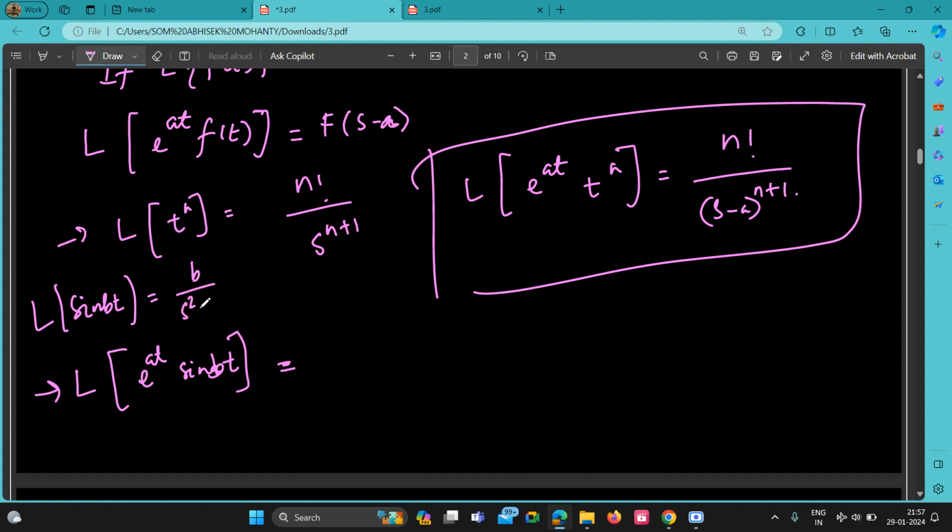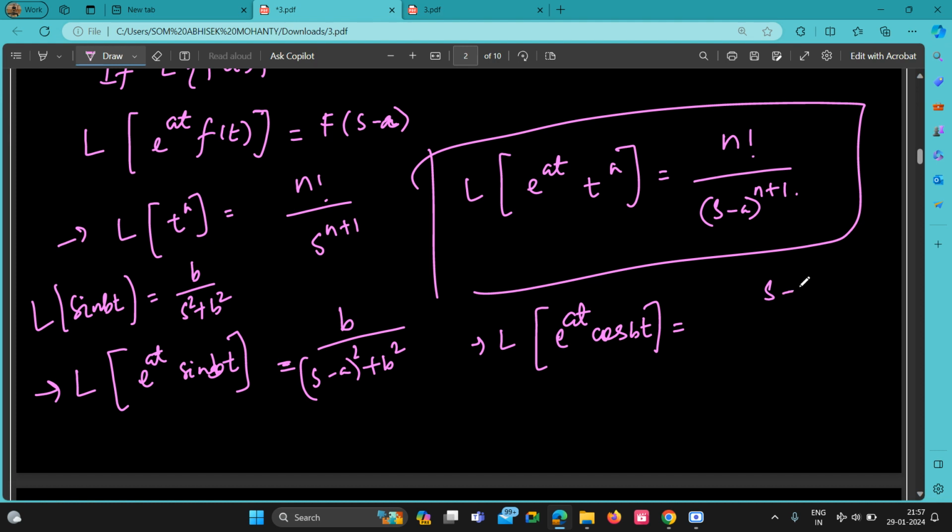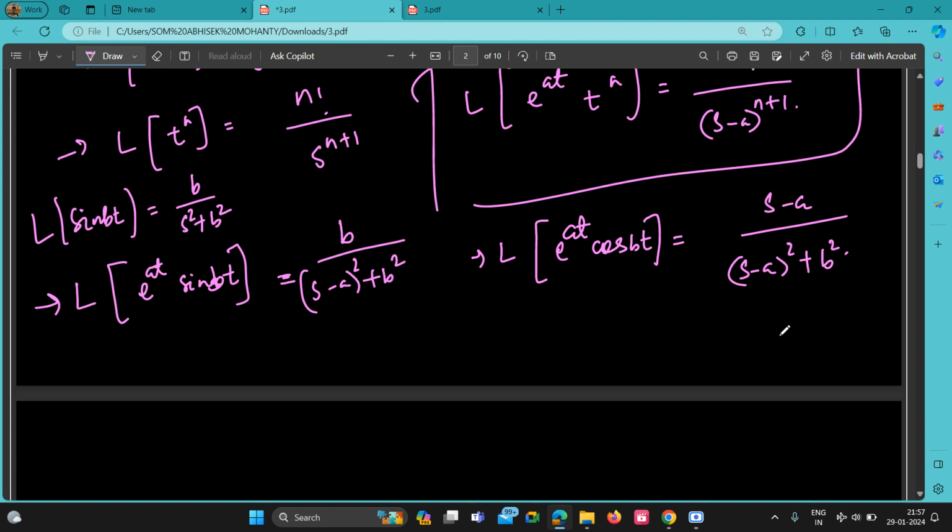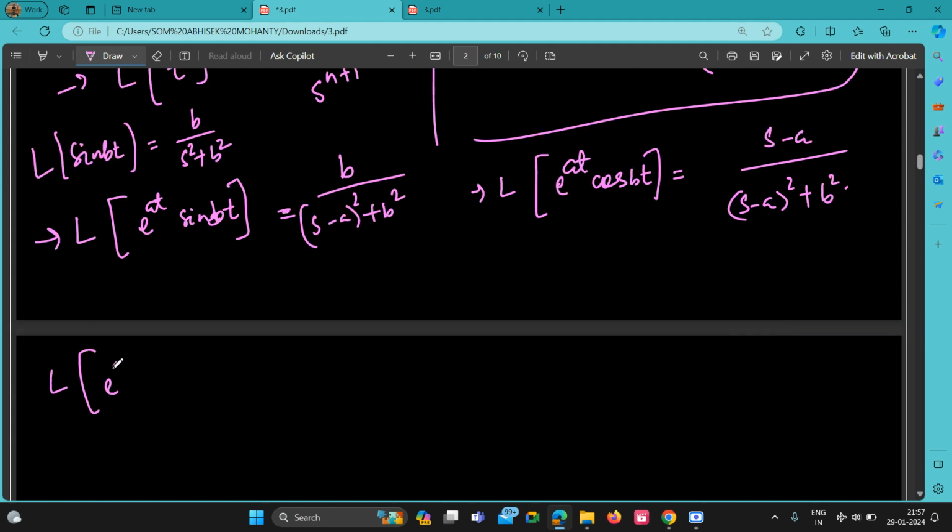b by s square plus b square. So L of e to the power at sin bt will be b by (s minus a) square plus b square. Now L of e to the power at cos bt will be (s minus a) by (s minus a) whole square plus b square. Now L of e to the power at sinh bt: b by (s minus a) whole square minus, because it's hyperbolic, it will be minus b square.